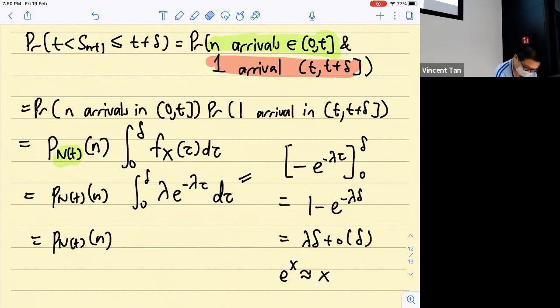1 plus x, right? E to the x behaves as 1 plus x when x is small. So this 1 and this 1 cancel, and we have this behavior. Okay, this can be verified by Taylor series or Taylor's theorem.